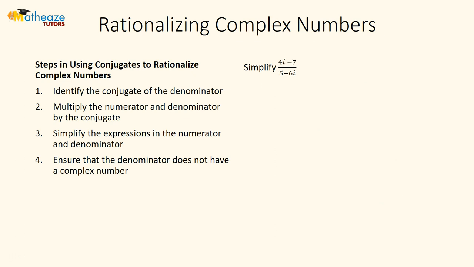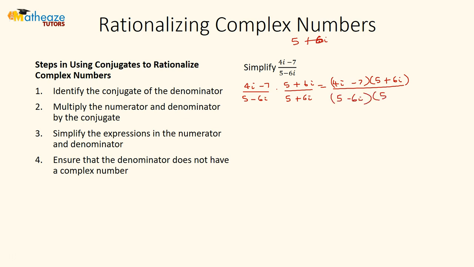Okay, let's try this one here. What's our conjugate? Think of it as this. We have a 5, we have a 6i. Whatever the sign in front of the imaginary portion, we're going to change. So we have a plus here. So we have 4i minus 7 over 5 minus 6i multiplied by 5 plus 6i over 5 plus 6i. So this is going to give us 4i minus 7 times 5 plus 6i divided by 5 minus 6i times 5 plus 6i. So now we're going to FOIL this.